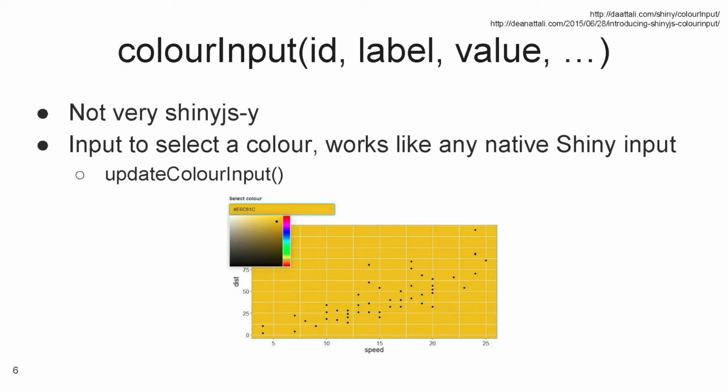The first thing I want to show you is the color input. I want to start with this because it's kind of separate from the rest of ShinyJS. And it's what you'd expect it to be. It's just an input for selecting colors. So for example, if you have a plot and you want to let people choose the color for the points or anything else, you can use this.